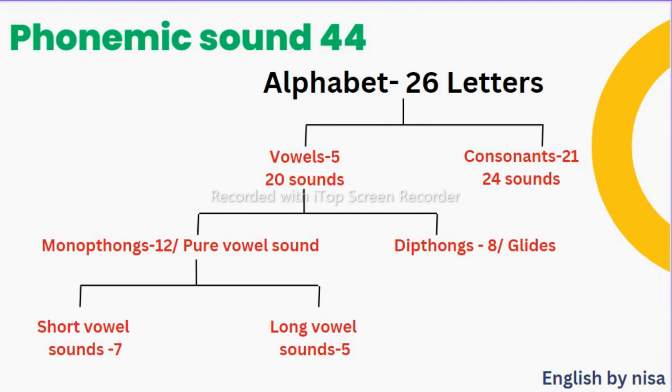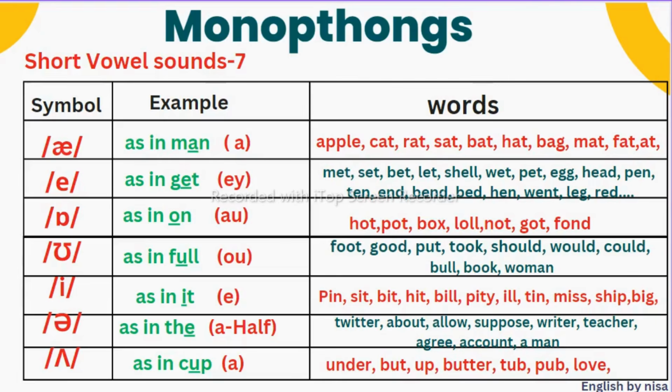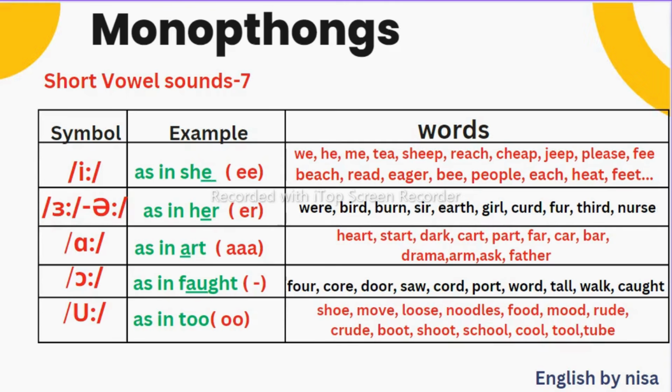These monophthongs are divided into 7 short vowel sounds and 5 long vowel sounds. Here we have 7 short vowel sounds, which we have to pronounce very shortly, and here we have 5 long vowel sounds.